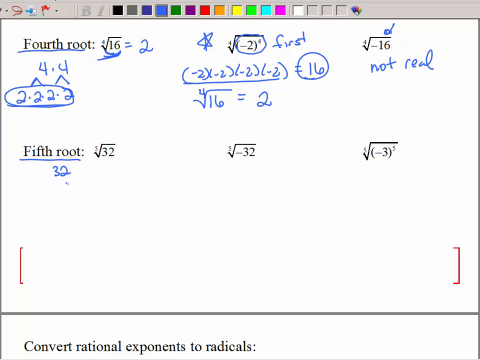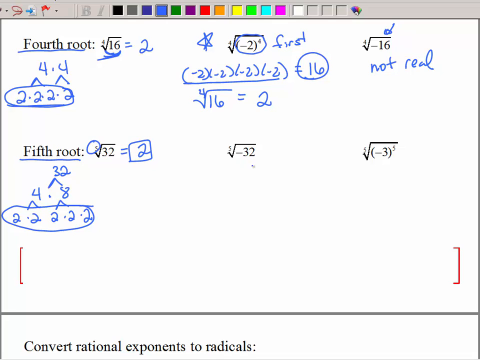So let's take this one step further and let's look at the fifth root of 32. Well, again, I suggest that you break down 32 into something that you know, maybe 4 times 8, and I know 4 is 2 times 2, and 8 is 2 times 2 times 2. So how many 2's do I have? I have 5, so I'm looking for 5 of a kind. The fifth root of 32 is 2.